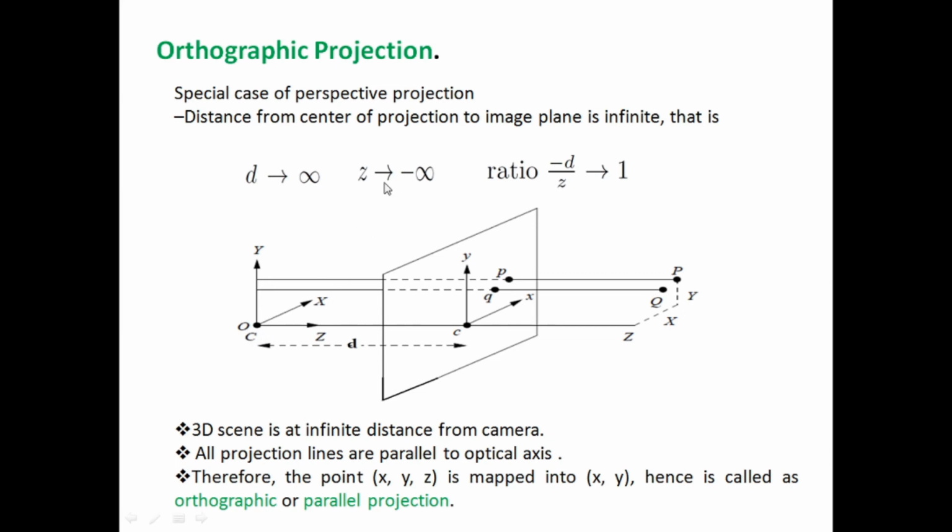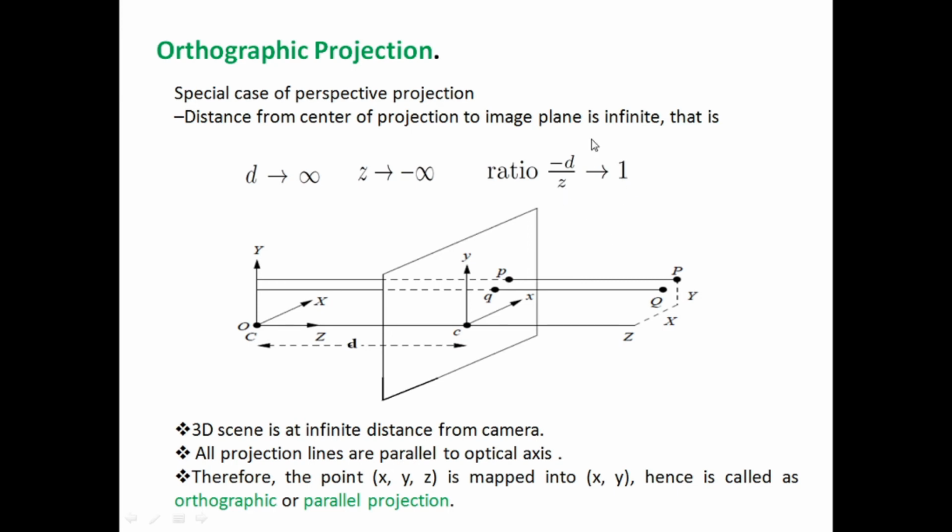As well, if the object is very far away from the origin or from the lens, that means z tends to minus infinity. As I have said, I am looking down the negative z axis, so z is approaching minus infinity, right? So what will the ratio of d by z become? It will become minus d by z tends to 1 here.